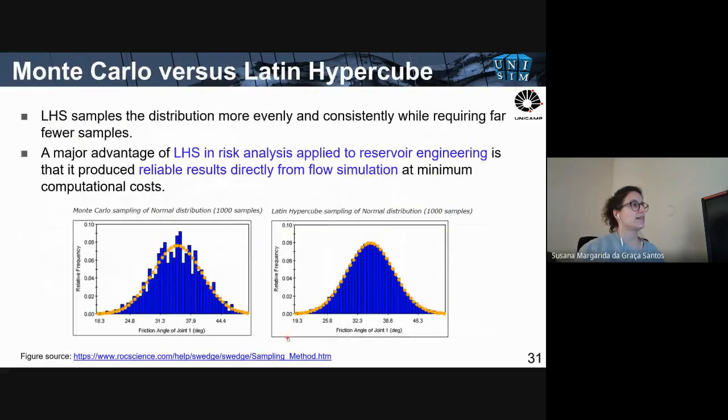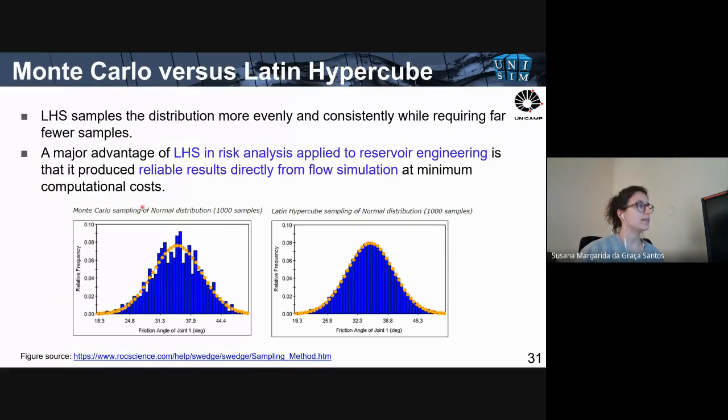Good. So this is an example that I got from the web, not a work from us. It's just an illustration of how, for example, here we have 1,000 samples, and here we have also 1,000 samples. I'm not sure what the input data was, but the idea is that they were sampling normal distributions. I think they were sampling the normal distribution.